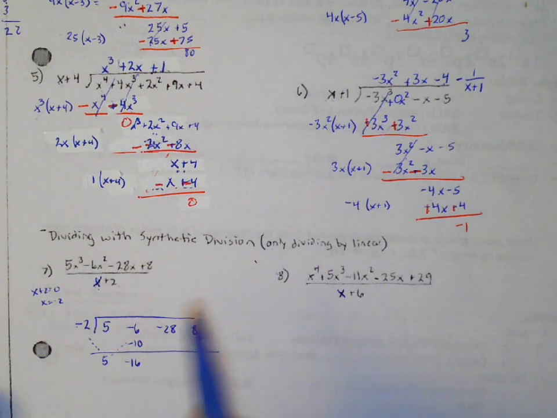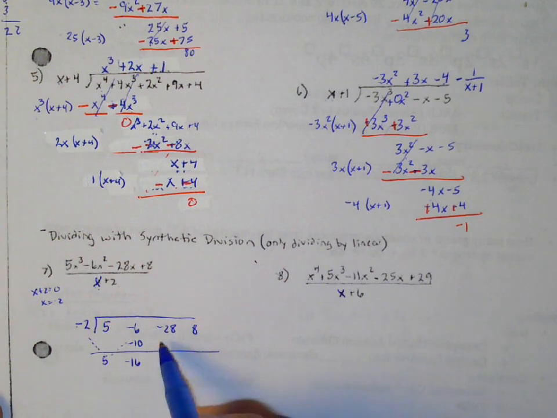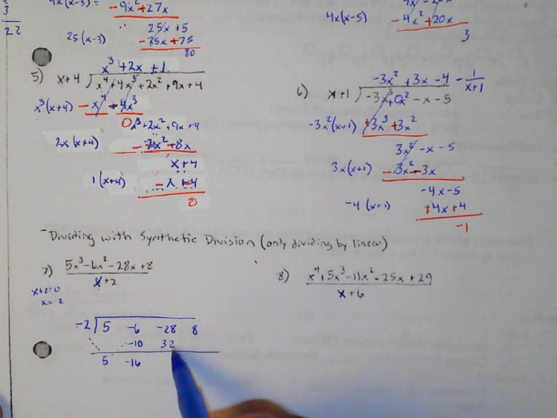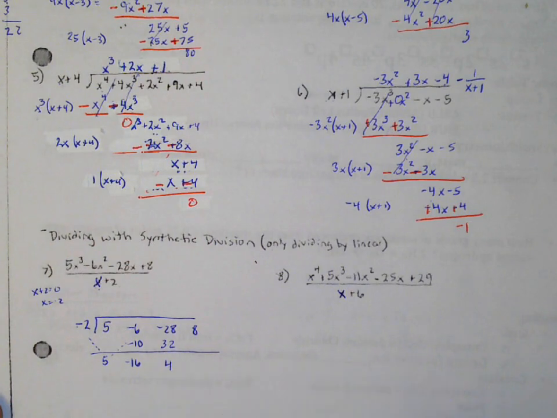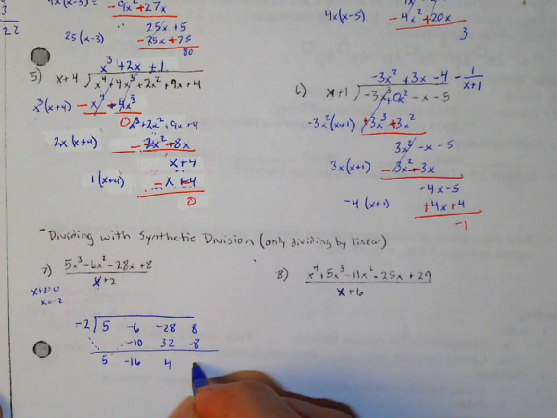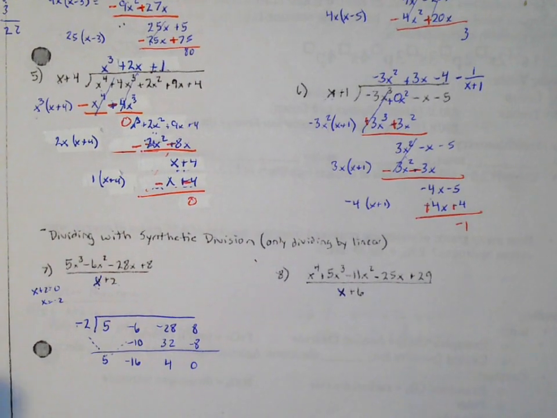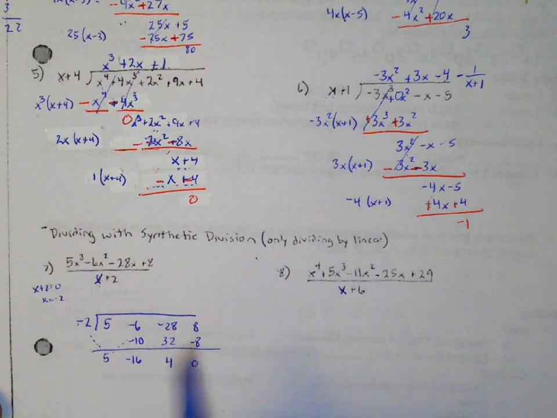Okay, then we're just going to keep doing that same thing. We're going to multiply these together, which would be 32. Put it right here, and add those together. Be 4. Going to multiply these together and add. Okay. Now this is how we get our answer here.